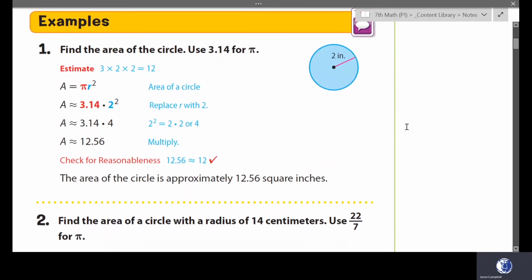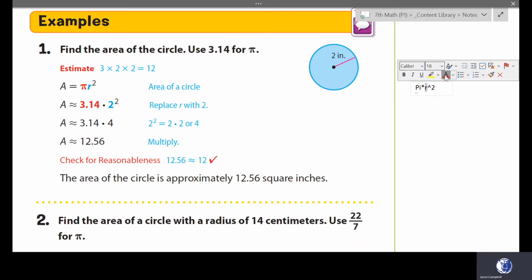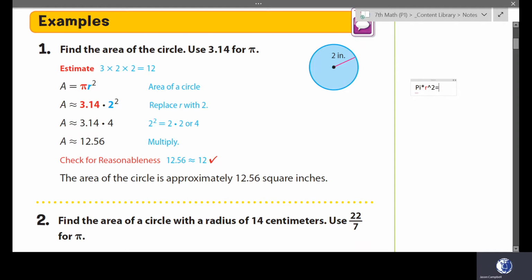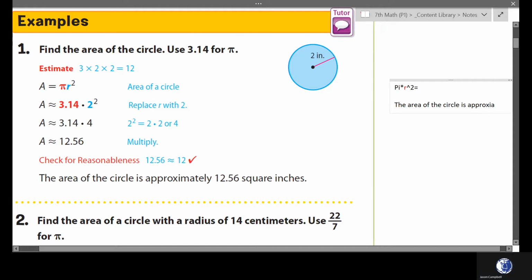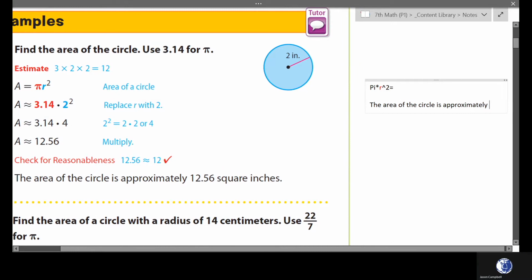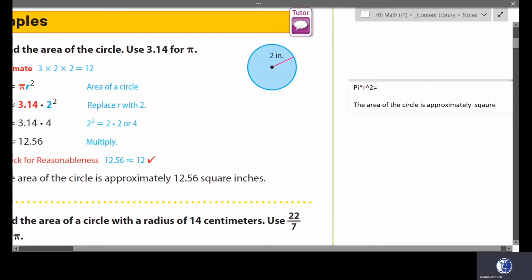In example 1, it says find the area of the circle, use 3.14 for pi. So let's get this formula down. We want pi multiplied by radius to the power of 2, where the only thing we need to plug in here is the radius. There's our formula for area of a circle. And then we'll write this sentence here. The area of the circle is approximately blank square units.